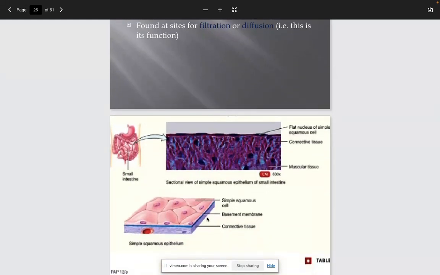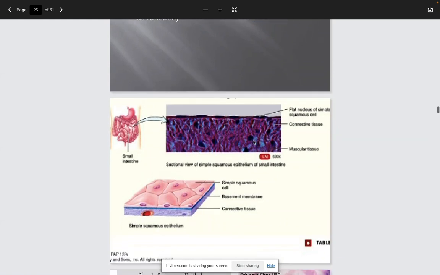Here's a picture showing you these simple squamous. See, there's a single layer here. Here's the flat nucleus that's present in these simple squamous cells. This would be a cross-section of the small intestine, so it makes sense that they would be here for diffusion of substances across that cellular membrane.